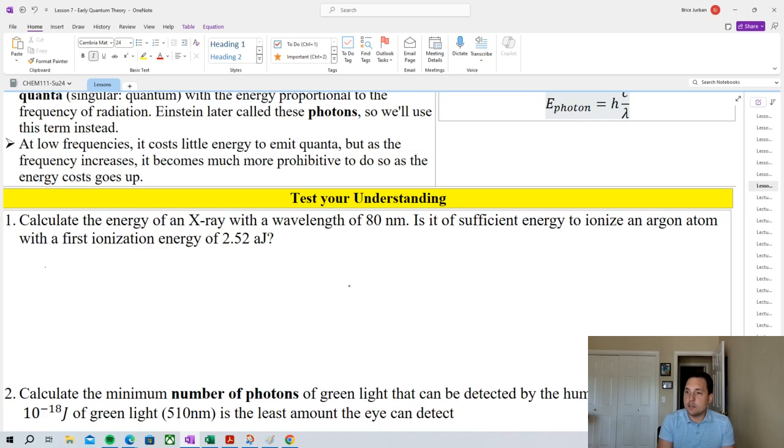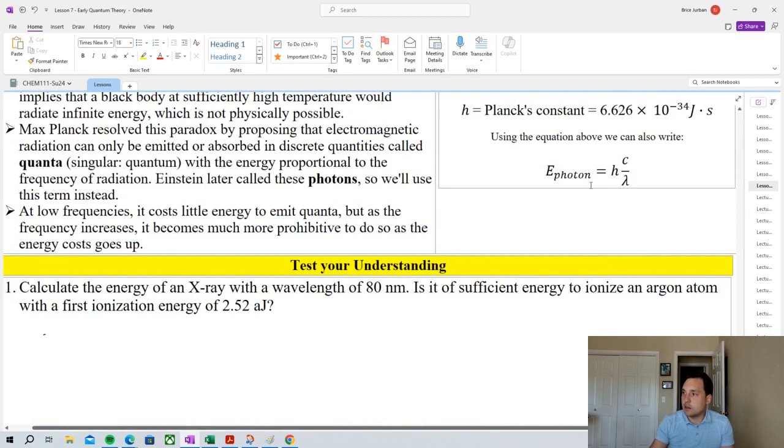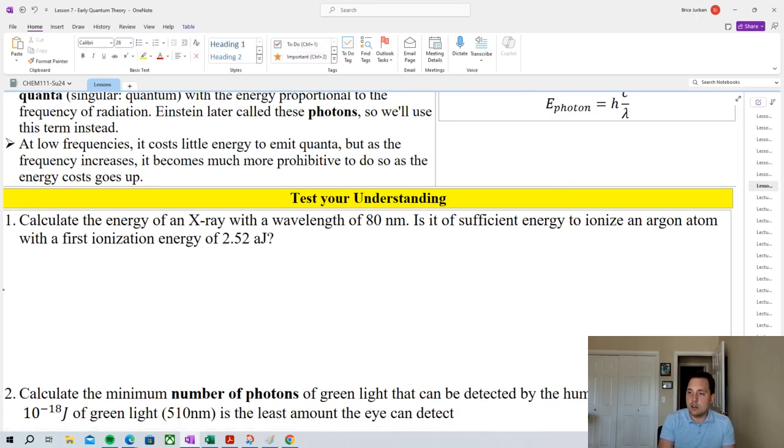So what we'll start off by doing is making use of the second equation I have written here, because I have a wavelength. I have two constants, Planck's constant and the speed of light, and I want to find the energy. So we'll just essentially plug that in. So the energy of the photon, or the energy of the quantum of X-ray, is equal to Planck's constant times the speed of light divided by the wavelength.